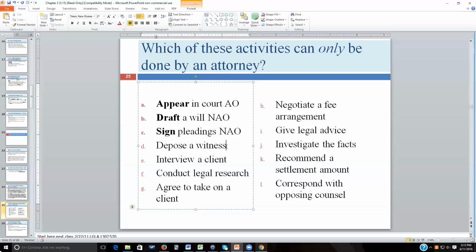Depose a witness. This is also an attorney-only function. While paralegals are routinely at depositions where witnesses are deposed and have very important roles, they are not the person who's asking the question on the record. The reason that attorney only can depose is that counts as a court appearance because the witness is under oath and that testimony can be brought into court. And so only the attorney can ask the questions.